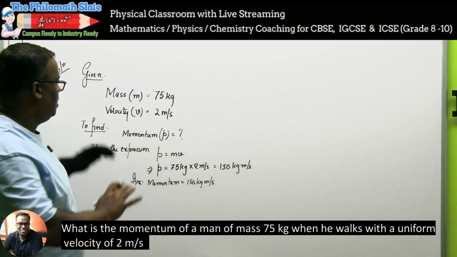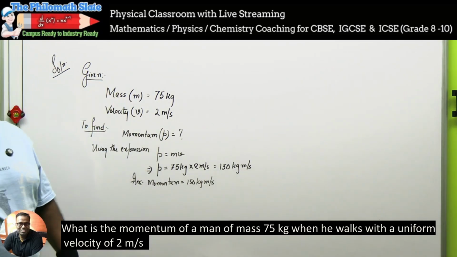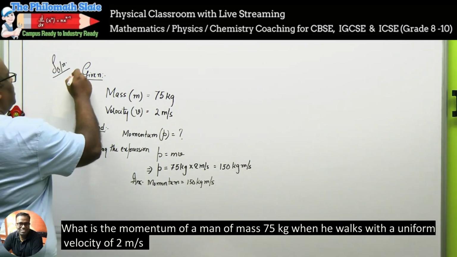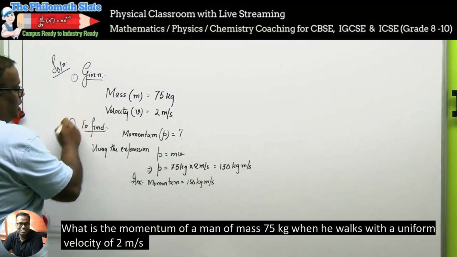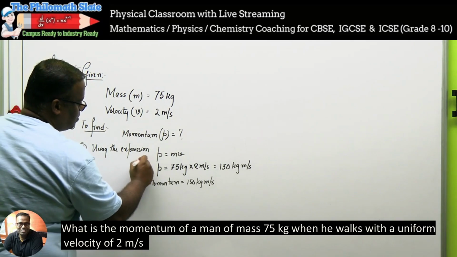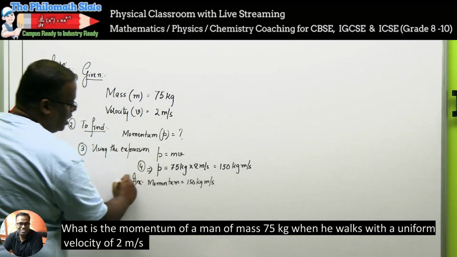Absolutely, this is the manner in which the problem should be done. Follow this procedure. Number 1, given data, followed by what is to find. Number 3 is your formula. Number 4 is where you are substituting, and number 5 releases the answer.